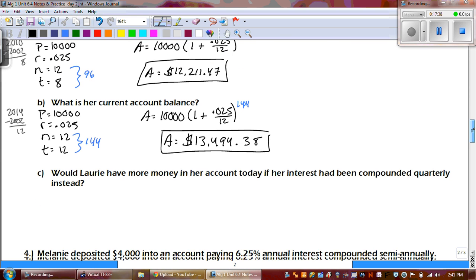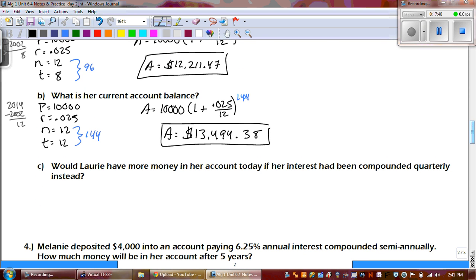Now, the next question says, would Lori have more money in her account today if her interest had been compounded quarterly instead? So quarterly means 4. So what they're talking about is we're going to use the same thing. So the 10,000 still with the same rate, except instead of monthly, quarterly as of today. Okay?